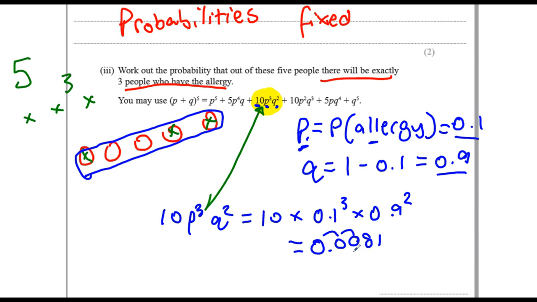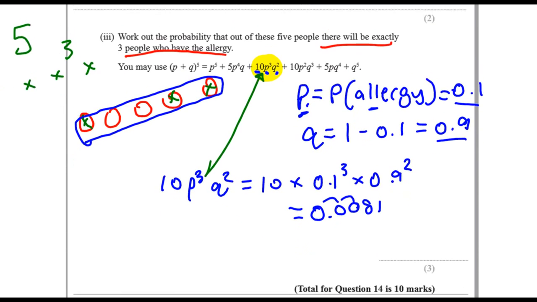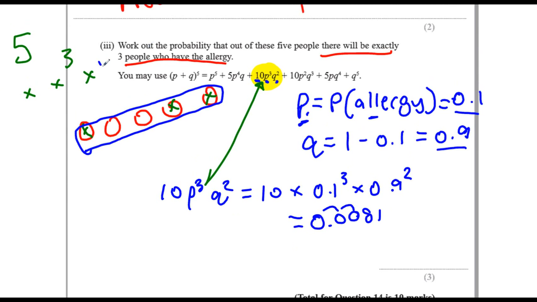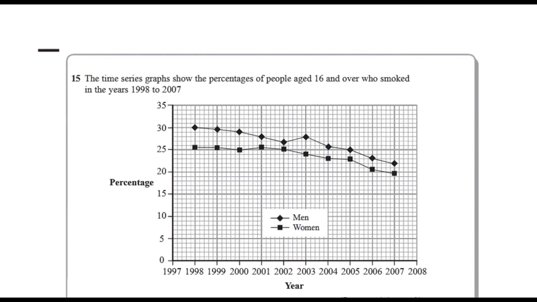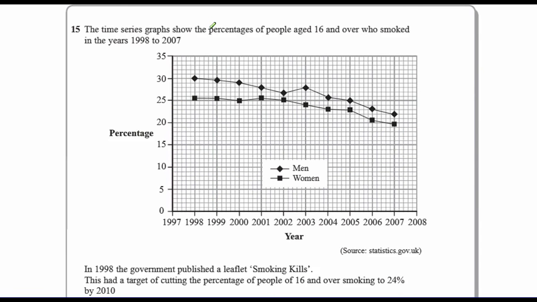Okay, and that is your final answer. How many marks was that one? 3 marks. This is more A level, so well done if you've followed this one. Okay, moving on to the last question, question 15.